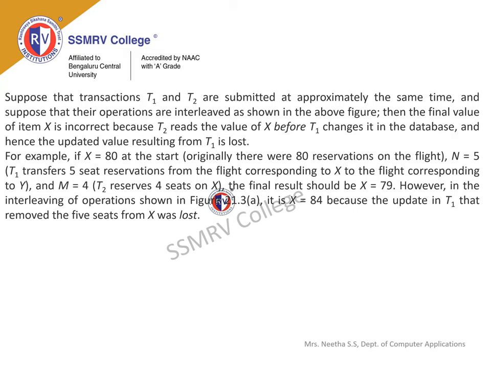So this is the same example with different values. Suppose the transactions T1 and T2 are submitted approximately at the same time, and suppose that their operations are interleaved, then the final value of item X is incorrect because T2 reads the value of X before T1 changes it in the database. And hence the updated value resulting from T1 is lost. Similarly, whatever values I have given, you can change with different values also. You can change these values and recalculate so that you will get to know the result. So this we call the lost update problem.